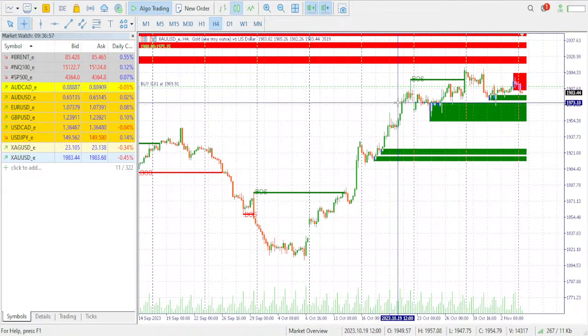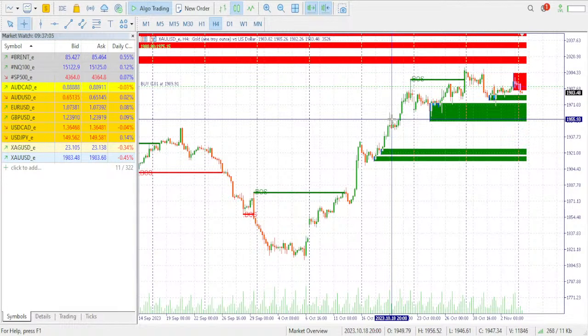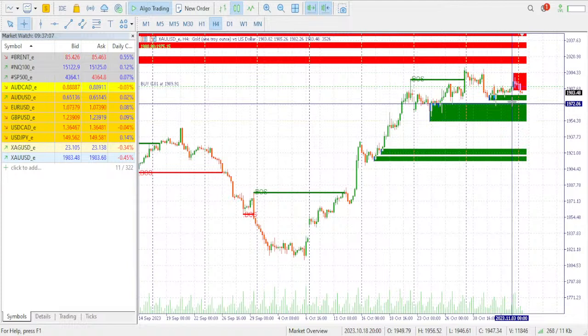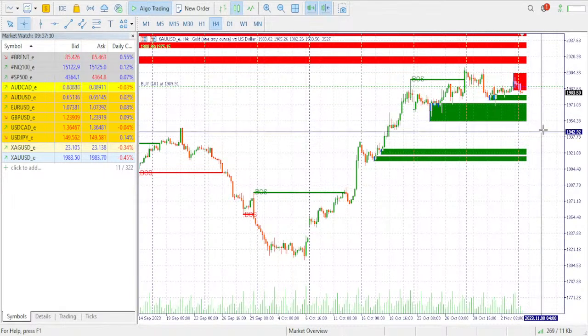This is 1973.10. The other one is 1954.37. So temporarily, we are going to be ignoring this zone. As long as the price does not descend below it, this should give us a good place to look for a buy from.